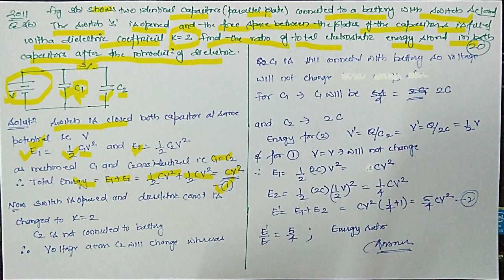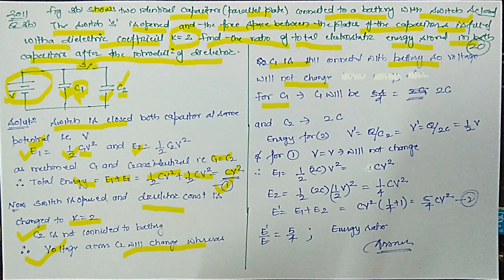Now switch S is open and the dielectric constant of the capacitors is changed to K is equals to 2. So C2 is not connected to the battery, therefore the voltage across C2 will change. Please understand, C2 is not connected to the battery, so voltage will change here obviously, but C1 is still connected with the battery, so voltage will not change here. This is very important part.